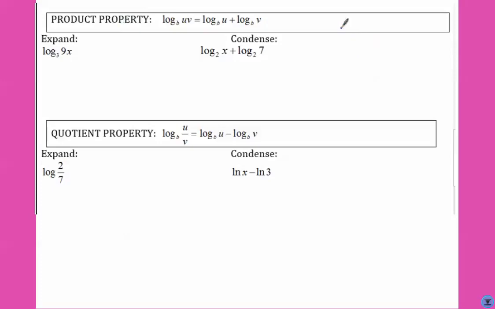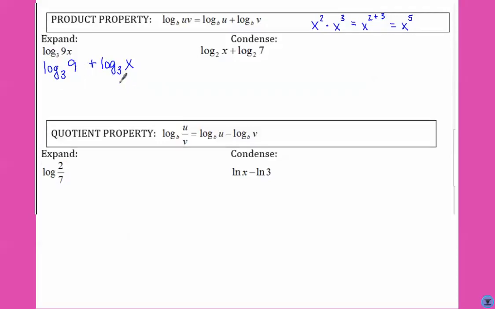Product property. Let's think about this with exponents. If you have x squared times x to the 3rd, what do you do with the exponents? You add them. So if you have log of two things being multiplied, you can expand them by changing it into addition. So we'd have log base 3 of 9 plus log base 3 of x.